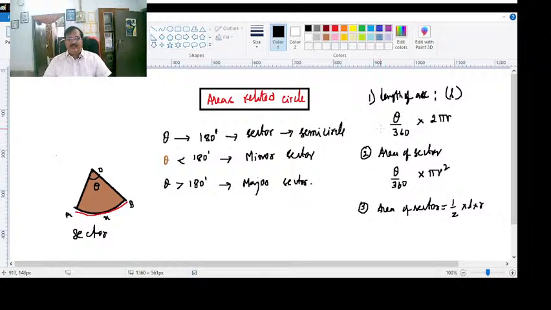In the areas related to circles, we didn't go into the exercises. We are just learning the basics of the circle.